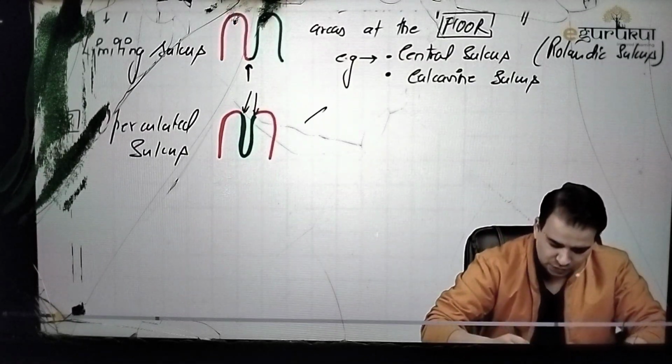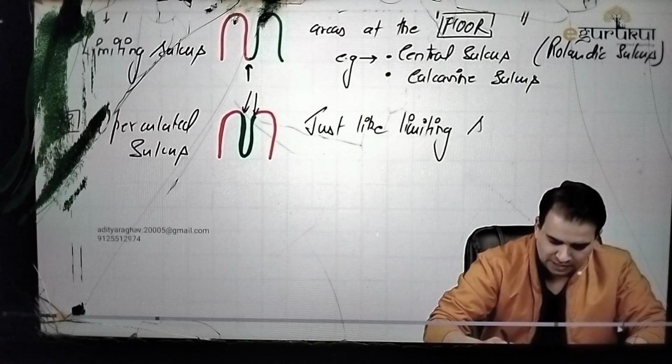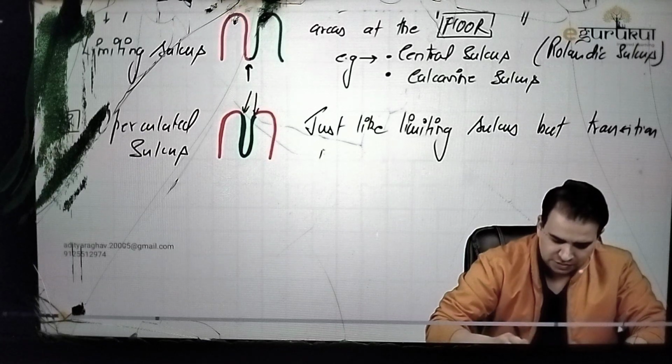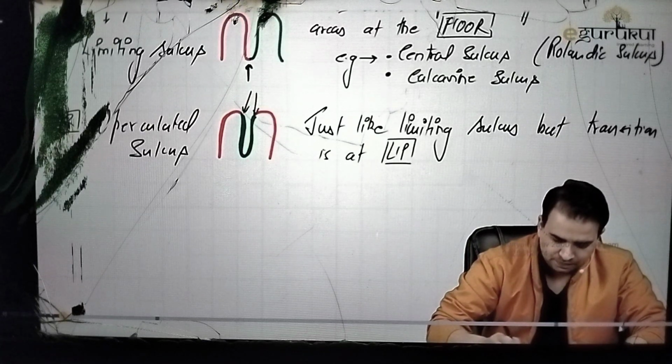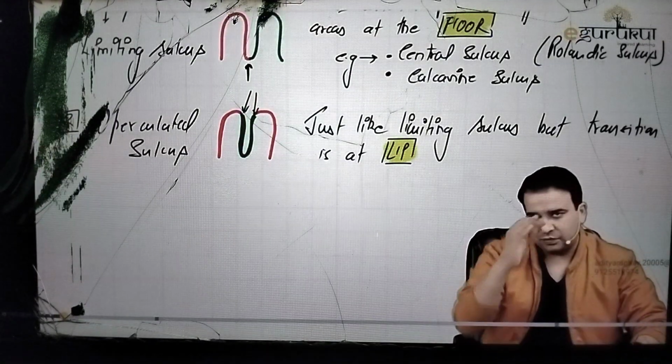So I would say they are just like limiting sulcus, but the transition is at the lip. In the limiting sulcus the transition was at the floor, that was the key thing, and here the transition is taking place at the lip. That's the area from where the function will change.